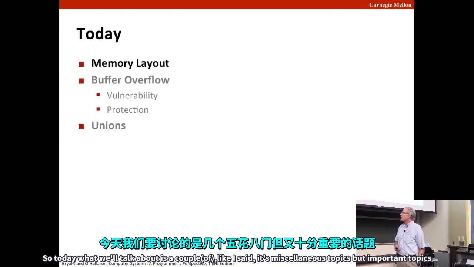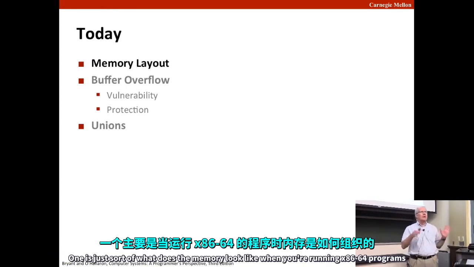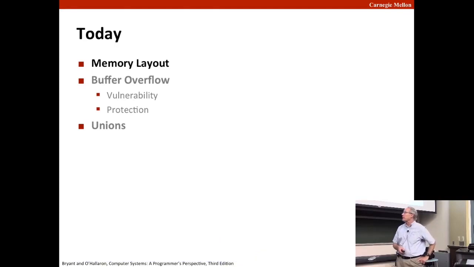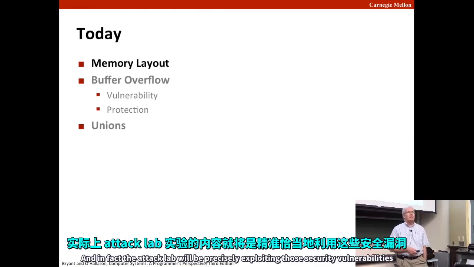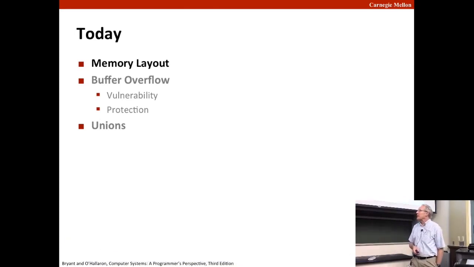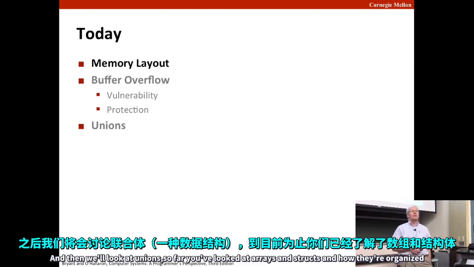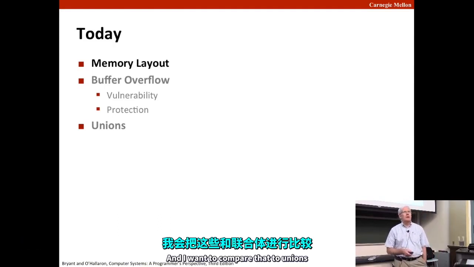So today we'll talk about, like I said, miscellaneous topics, but important topics. One is what does the memory look like when you're running x86-64 programs. The other is a very important topic on security vulnerability called buffer overflows. In fact, Attack Lab will be precisely exploiting those security vulnerabilities. And then we'll look at unions. So far, you've looked at arrays and structs and how they're organized, and I want to compare that to unions.